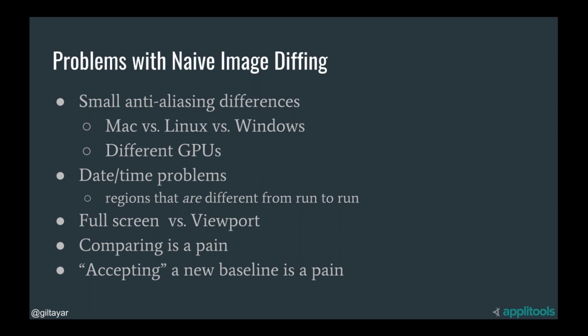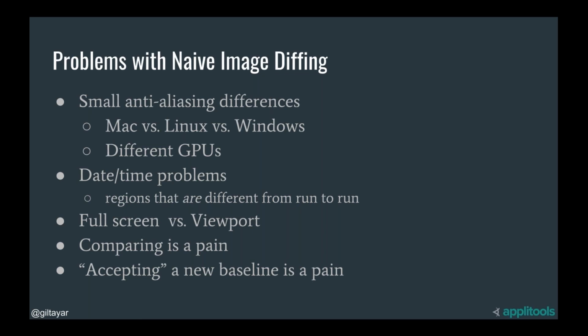All open source projects that do image diffing, comparison of bitmaps, are naive. For example, browsers tend to have very, very small differences between how letters are written because of things like anti-aliasing. So Mac is a bit different from Linux, a bit different from Windows, even in the same browser.